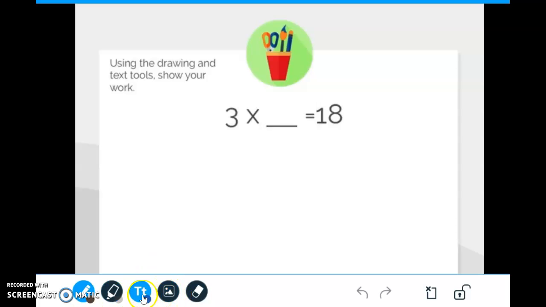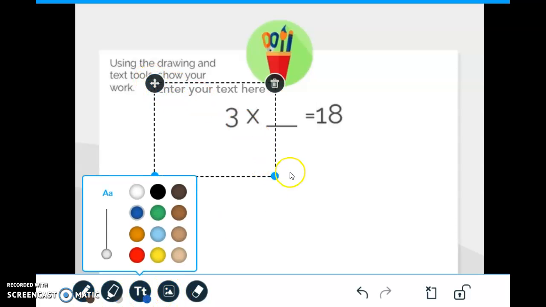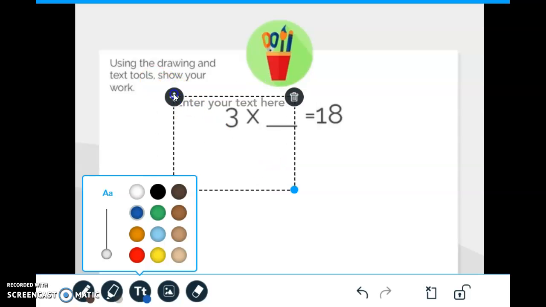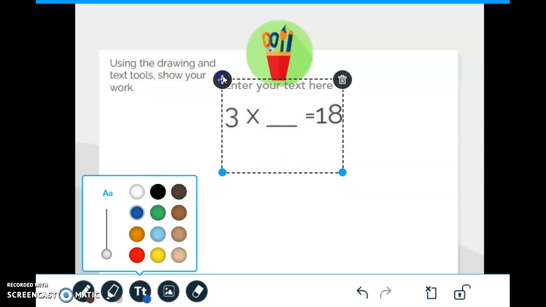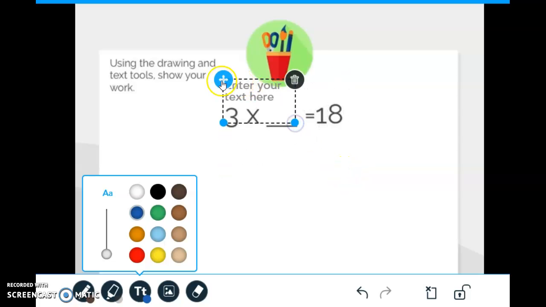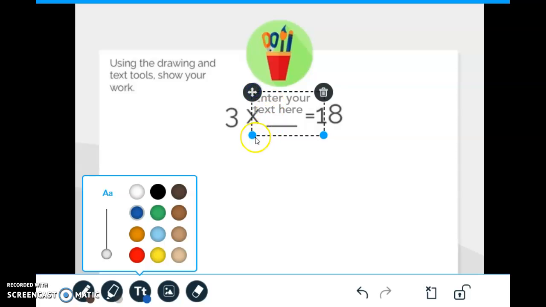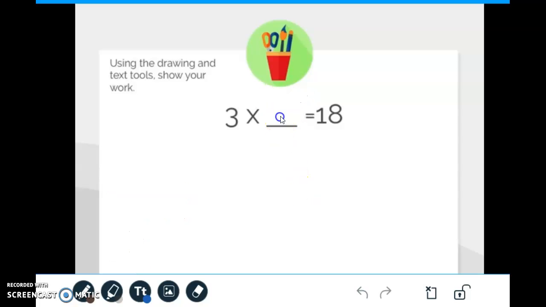So the first thing I'm going to do is I'm going to create a text box for this answer here, okay? So I created my text box. Oops, it went away. Okay, I'll come back and do that again. Using this drawing tool, show your work. So 3 times something equals 18.